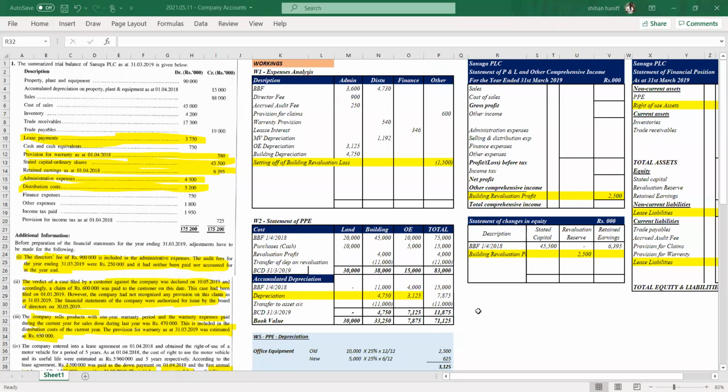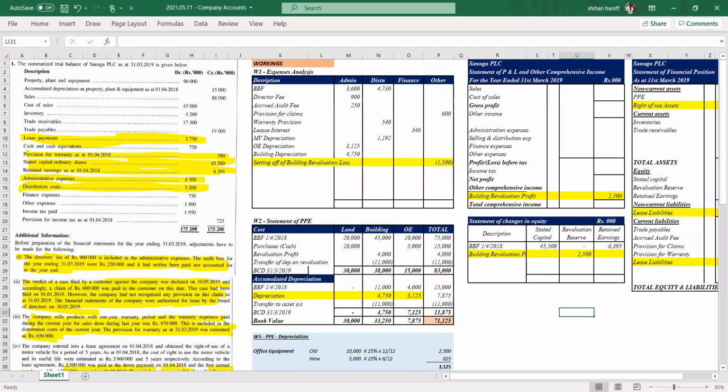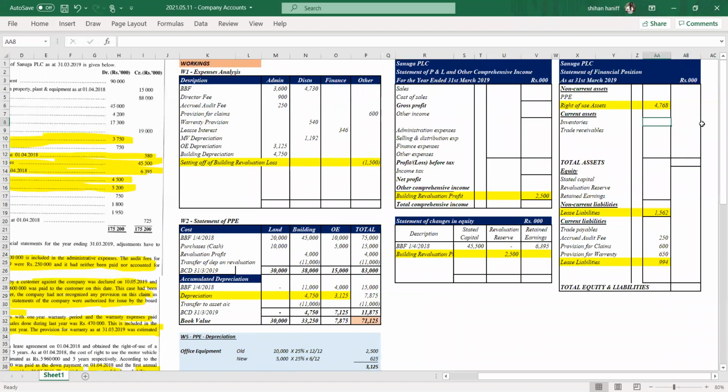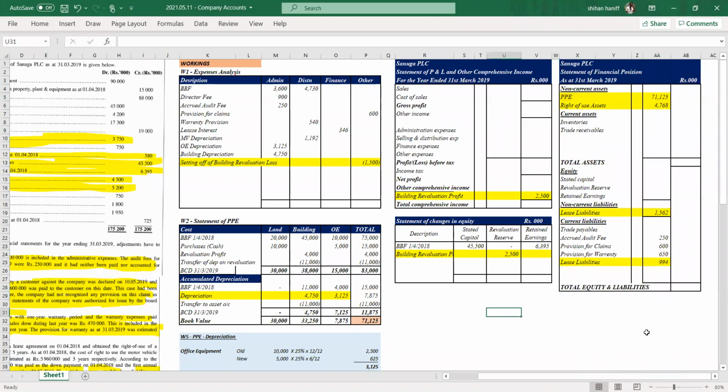$71,125. That's the PPE balance. Complete up to this point. I'll give 2 minutes. Ask the questions if you all have any.